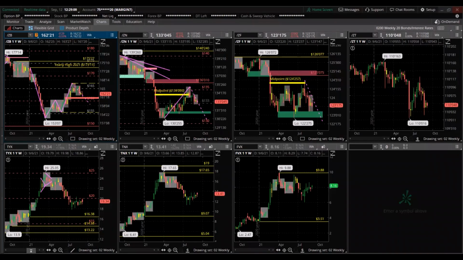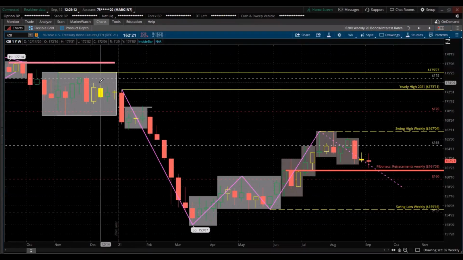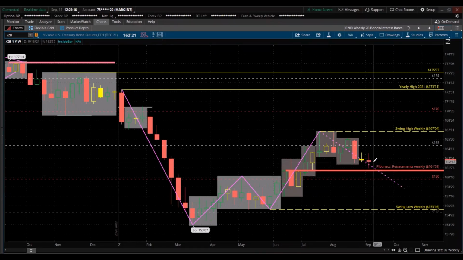Sunday, September 12th, 12:28 p.m. New York time. Fixed income Treasuries versus currency markets. First, we'll look at the U.S. Treasuries, the U.S. Treasury bonds and notes. We'll start off with the 30-year U.S. bond. Each of these candles is a one-week period.